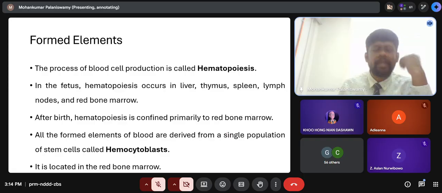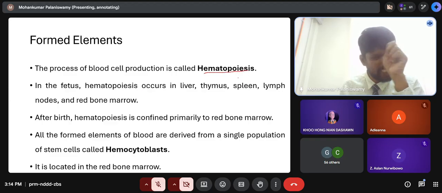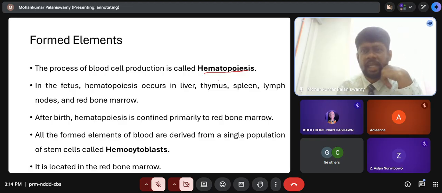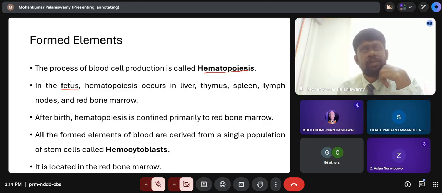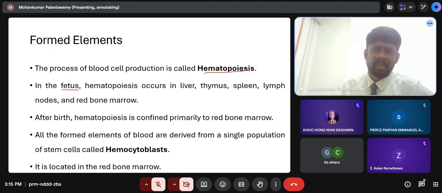Then the production of blood. The process of blood cell production is called hematopoiesis. This is the process through which blood is produced in our body. That process is called hematopoiesis. So in the fetus, what is the meaning of fetus? Anybody? Unborn baby. Yes, the unborn baby which is present inside the mother's body. It is still alive, but it is present inside the mother's body.